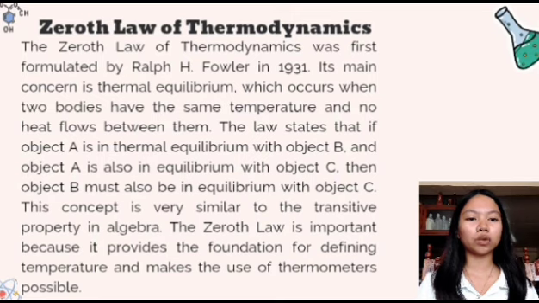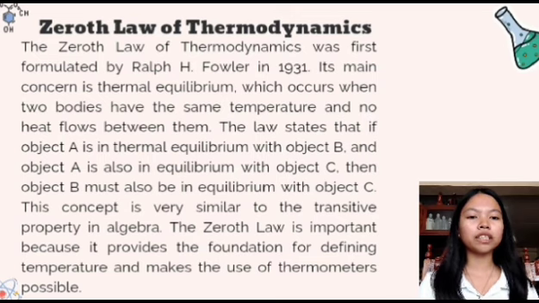Fowler in 1931. Its main concern is thermal equilibrium, which occurs when two bodies have the same temperature and no heat flows between them. The law states that if object A is in thermal equilibrium with object B and object A is also in equilibrium with object C, then object B must also be in equilibrium with object C. This concept is very similar to the transitive property in algebra. The zeroth law is important because it provides a foundation for defining temperature and makes the use of thermometers possible.